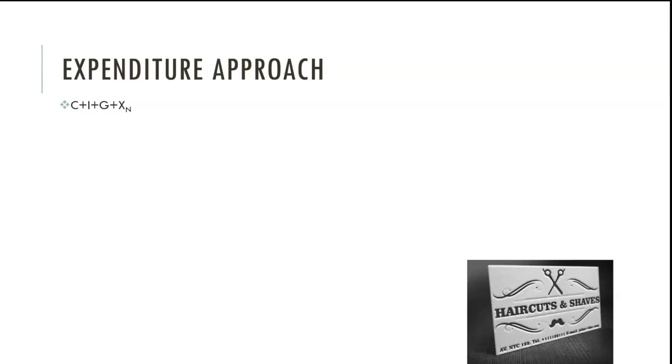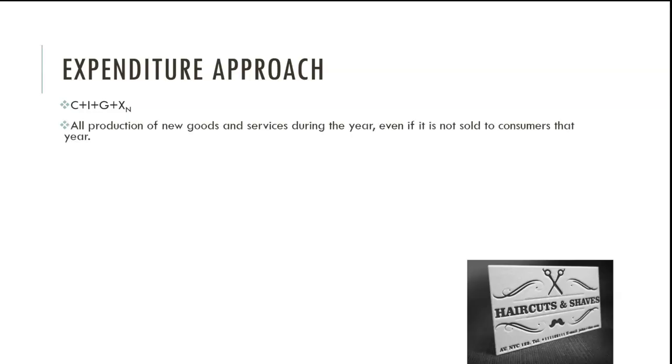So in the expenditure approach, we're going to be looking at 4 categories: consumption, investment, government spending, and net exports. We're going to be looking at all production of new goods and services during the year, even if it was not sold to consumers that year.